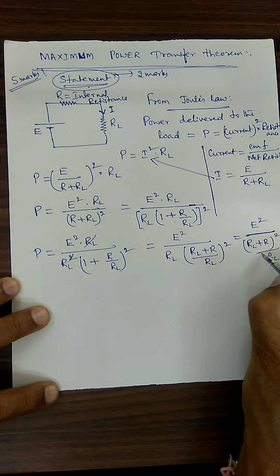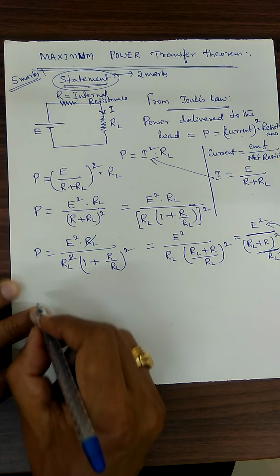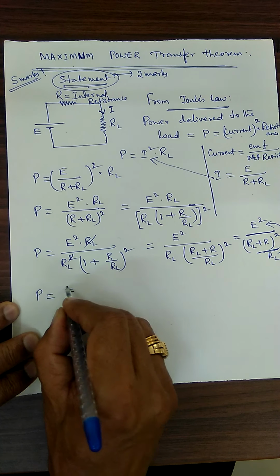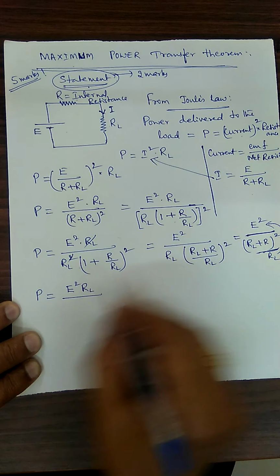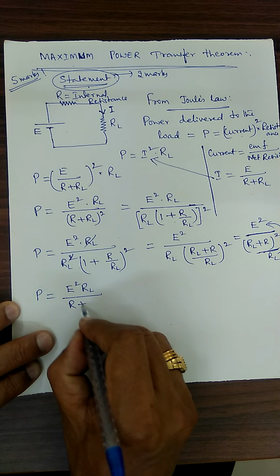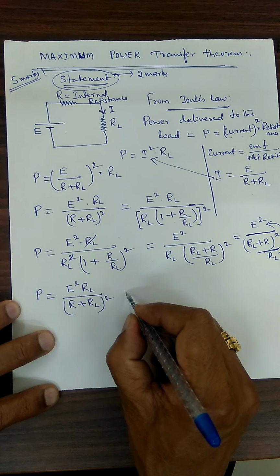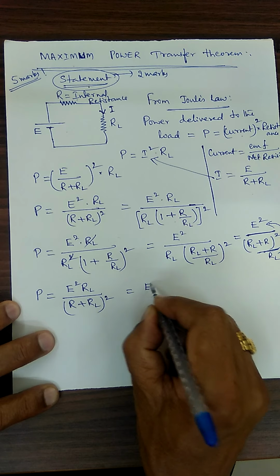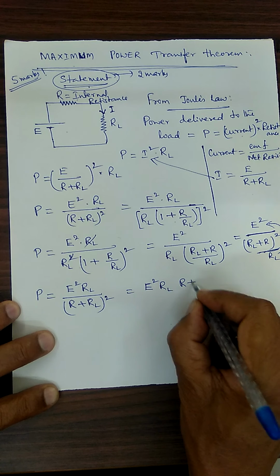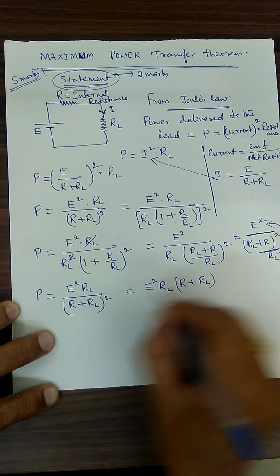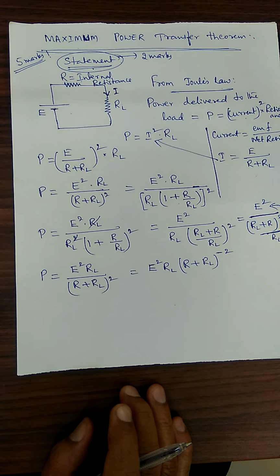Right? This RL is there in the denominator of the denominator. It goes to the numerator. Therefore, P is equal to E square multiplied by RL divided by R plus RL whole square. Taken to the numerator, I can write E square into RL, R plus RL raised to the power minus 2. This is the value of P.